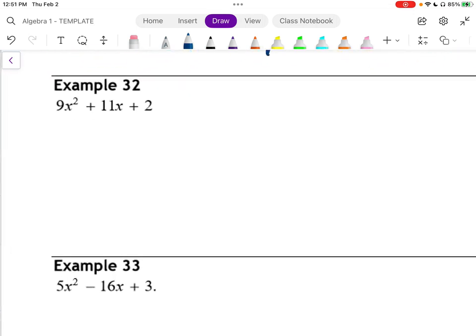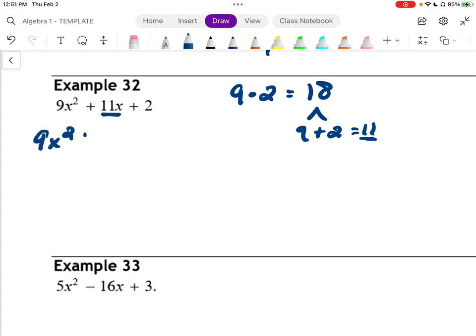So our first step is to multiply the beginning and the end. So this is going to be 9 times 2. That gives me 18. And then I want that to break apart to add up to be 11. So I'm going to say, well, 9 plus 2 gives me 11, right? So my 11, and right, it's an 11x, I'm going to break it apart into 9x and 2x. So this is going to be 9x squared plus 9x plus 2x plus 2. Right, this here, that's my 11x, but I just broke it apart.